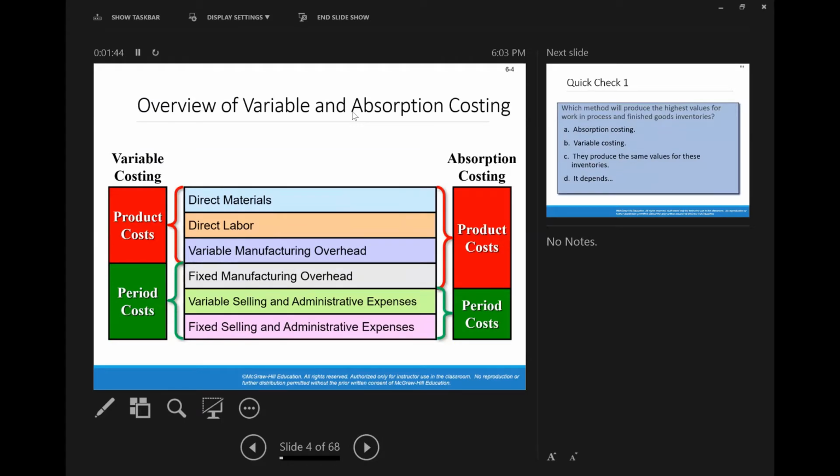Okay, so when we did variable costing, we were looking at our product costs, which was direct material, direct labor, and variable manufacturing overhead. So the fixed manufacturing overhead, the variable selling and admin, and the fixed selling and admin were considered period costs. We're going to switch it a little bit for absorption costing. So we're going to look at variable manufacturing and fixed manufacturing overhead is going to get added in with direct materials, direct labor for product costs, and just the selling and admin, fixed and variable, is being part of the period costs.